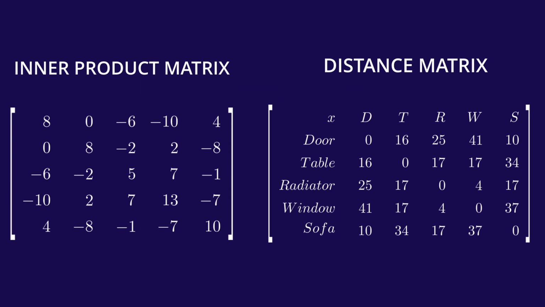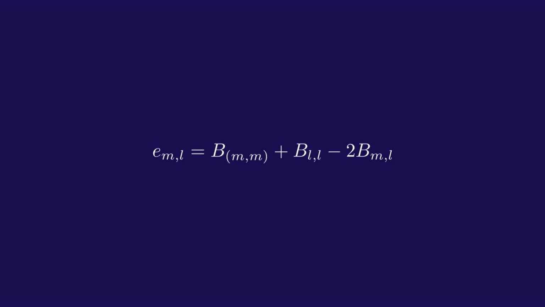A couple of other things you may have noticed about these matrices is in the distance matrix, you have zeros on the diagonals. This makes sense because an object's distance to itself is zero. This also makes sense in our new formula if you just plug in m equals L.